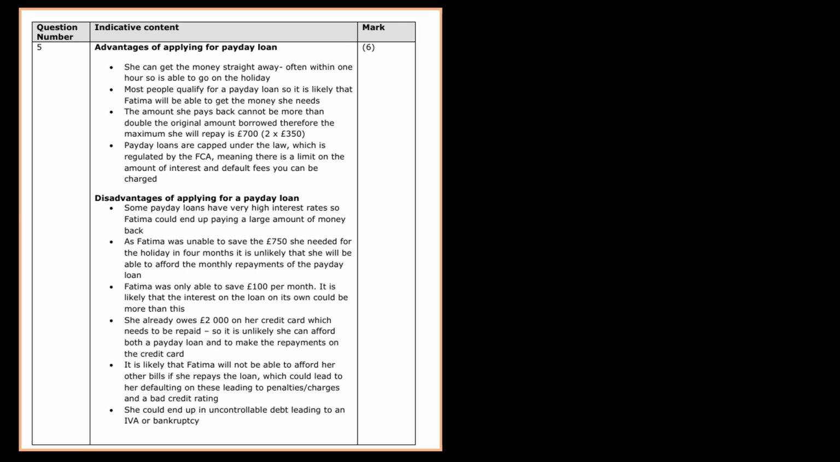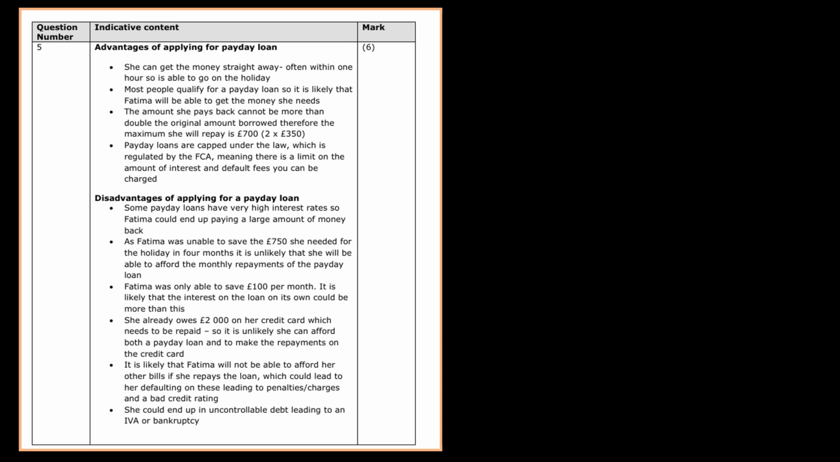So the question was really asking, wasn't it, what are the advantages and disadvantages of her applying for a payday loan? And there's the list of advantages. What did you have in yours? Did you get any of these? Note that in this case we've been given 4 advantages and 6 disadvantages.